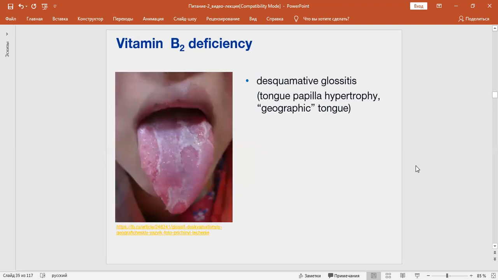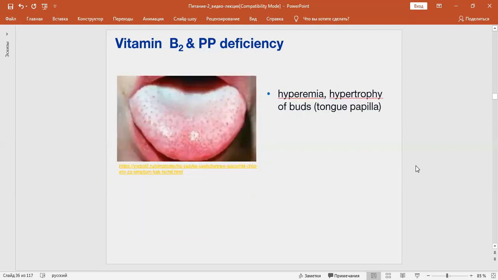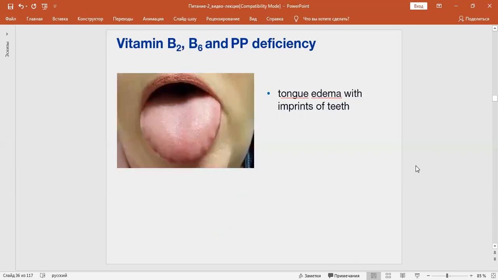Riboflavin deficiency entails desquamative glossitis, to put it another way, geographic tongue, because uneven hypertrophy of the tongue papillae leads to the appearance of a drawing on the surface of the tongue that resembles a map of the world. There are also possible hyperemia and hypertrophy of the tongue's papillae and tongue edema. These symptoms are characteristic of combined deficiency of riboflavin, pyridoxine, and niacin.